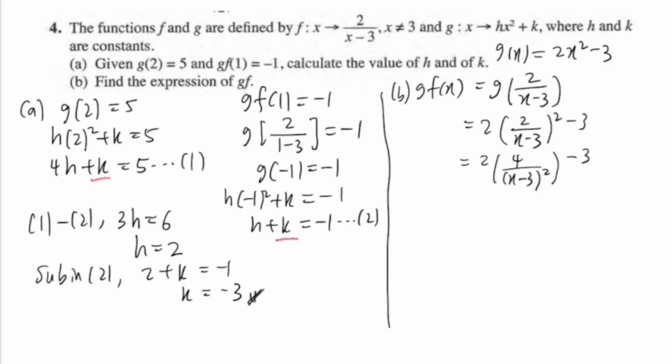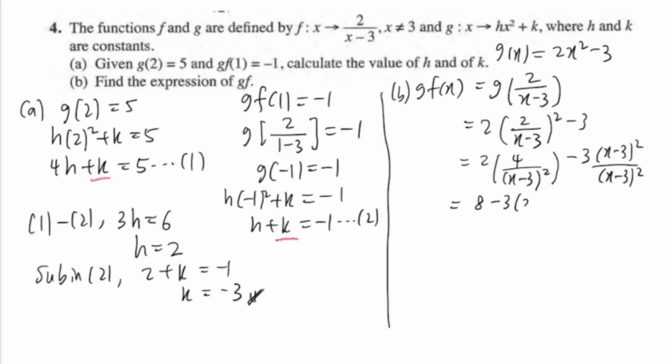Okay, now, but we can combine this as a single fraction. So what we need to do for the 3 here is to multiply top and bottom with (x minus 3) squared, so that I can combine them as a single fraction. So when I do that, the 2 and 4 times together becomes 8. And I'm going to expand this straight away.